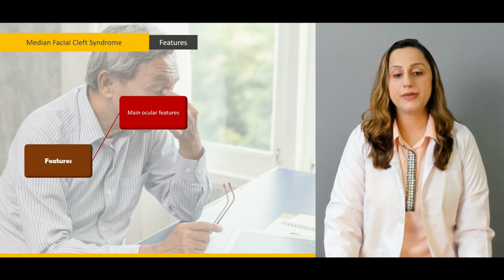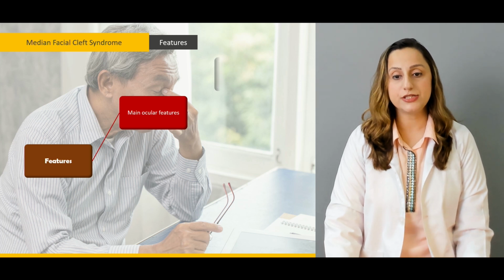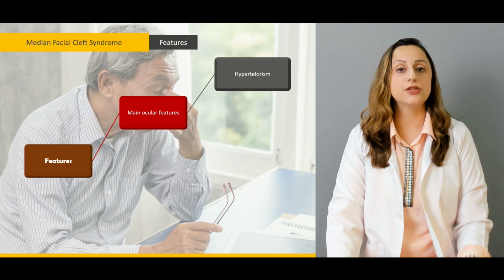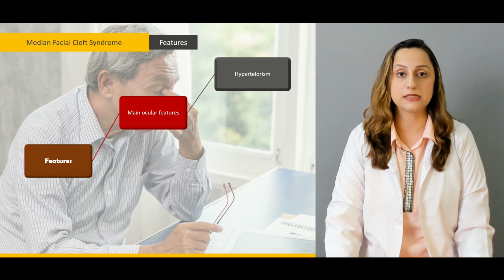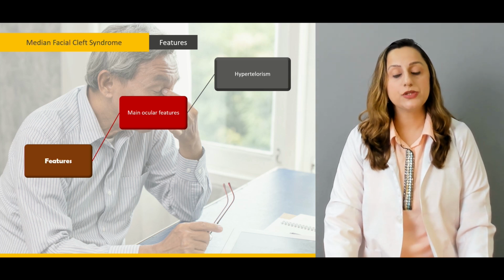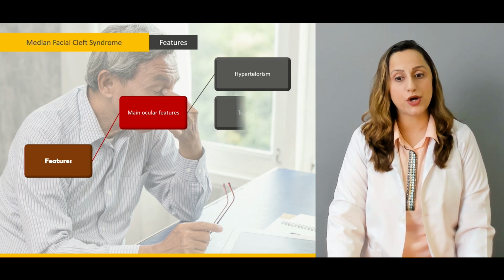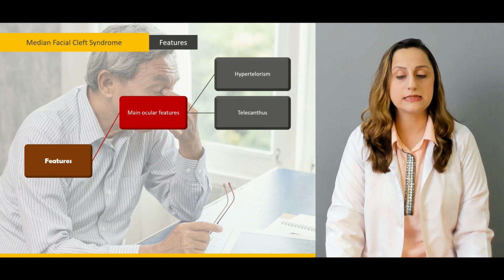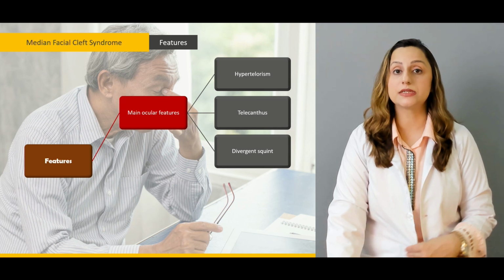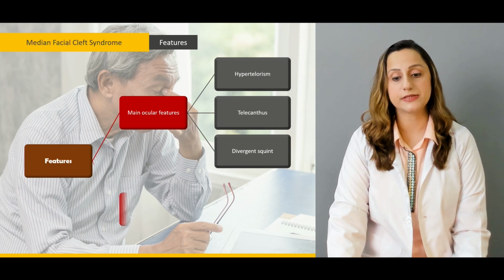The features would be consisting the main ocular features. Obviously, mainly the baby would be having a cleft palate, but obviously the orbital cavity is also going to be affected due to that premature closure of the other sutures. So the baby may be suffering from hypertelorism as well as telecanthus. They may be suffering from a divergent squint that is noted down in these individuals.